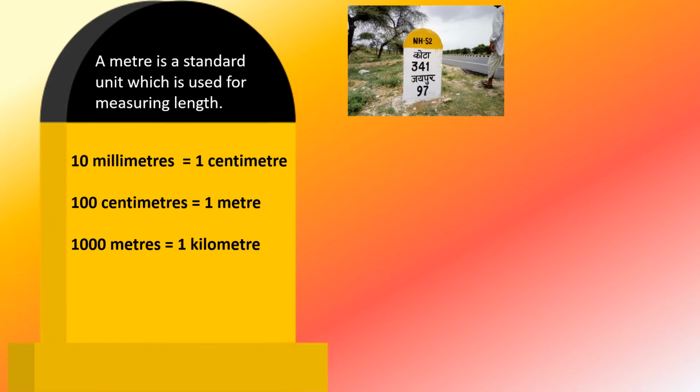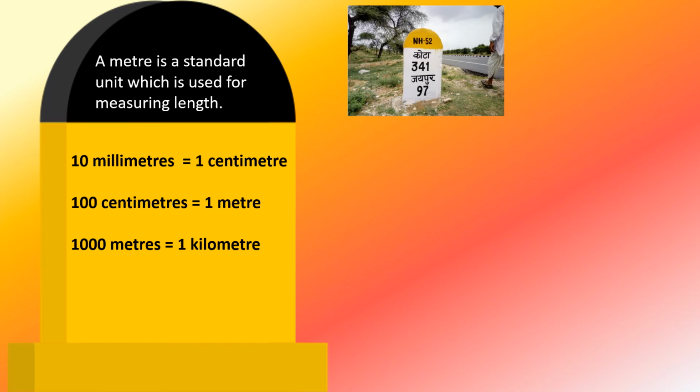We all have seen this. This is called a milestone, which we usually see on the highways. These milestones tell us the distance in kilometers of a particular place. Now, a meter is a standard unit which is used for measuring length.